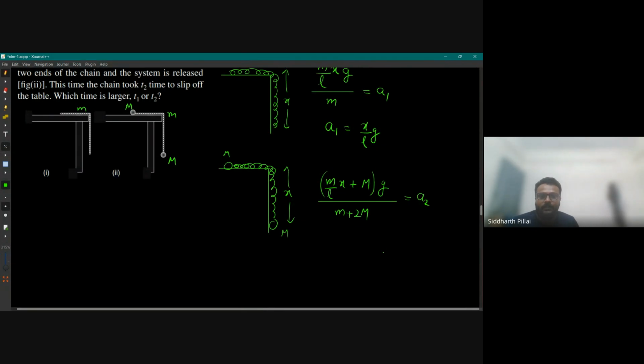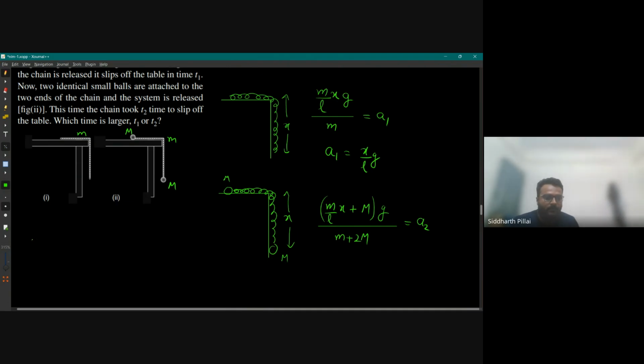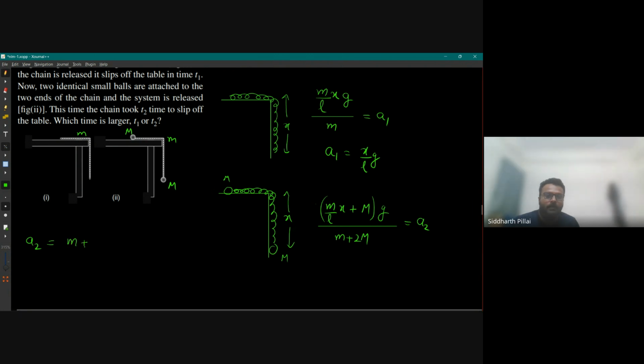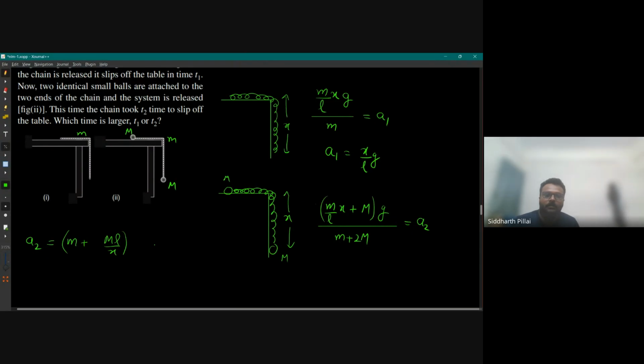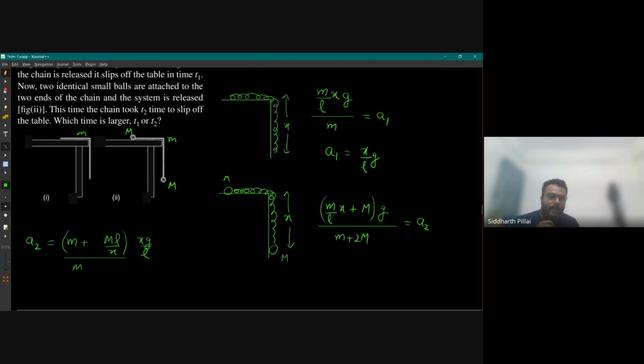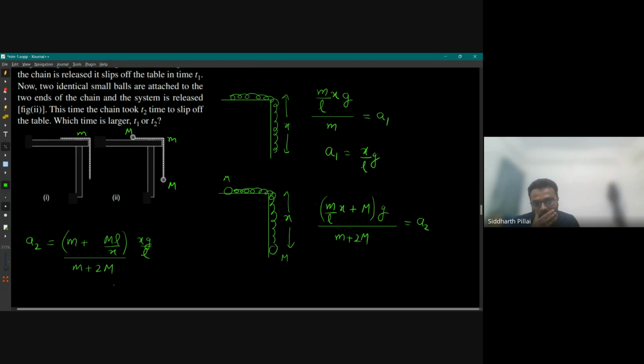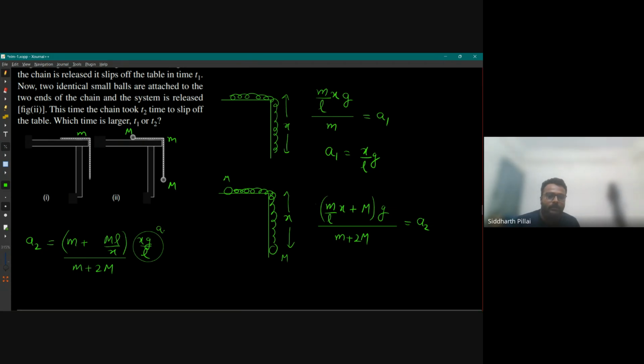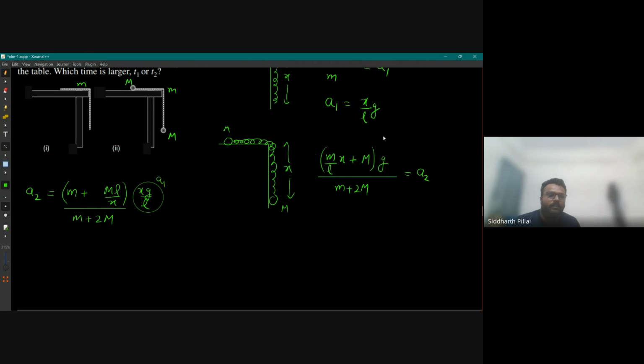Let's see if we can write it in a simpler form. A2 is equal to, let me take x by L outside. So what will I get? M plus ML by x into, what is this? xg by L divided by M plus 2M. But xg by L, this is just A1. Correct? So what will I get?